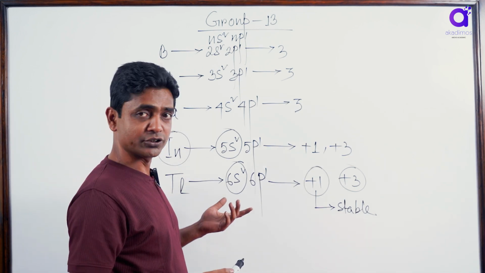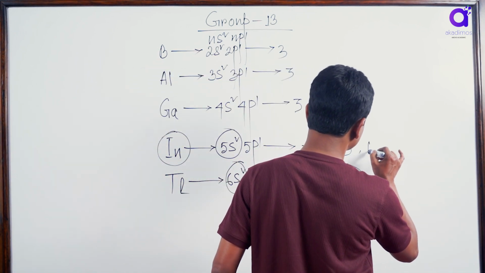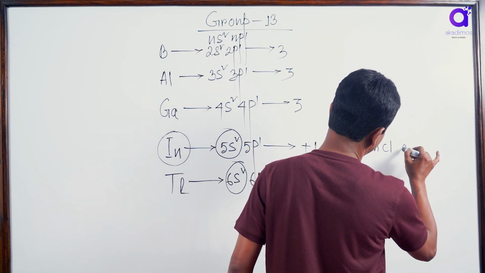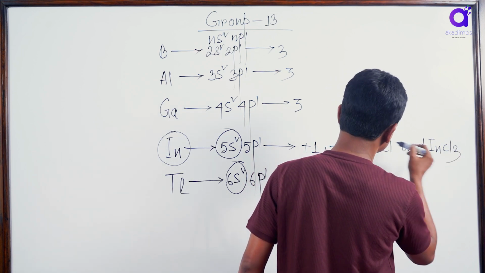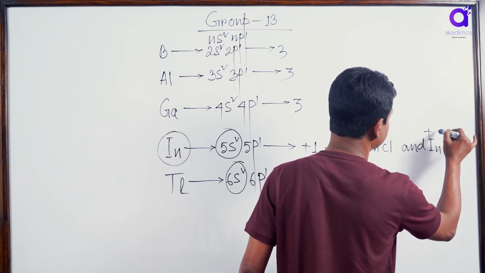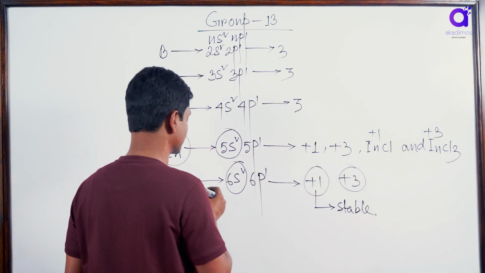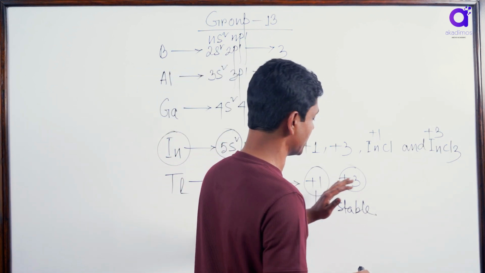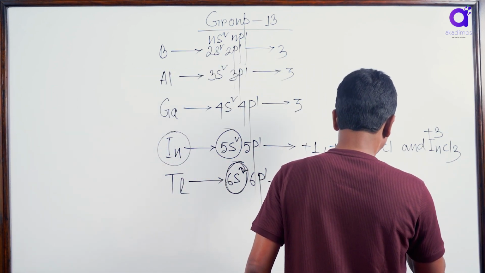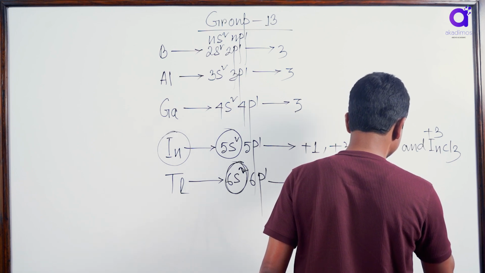For indium, you will get 2 different chlorides, InCl and InCl3. These 2 different oxidation states are due to the inert pair effect. But it is highly inert for thallium, 6s2 highly inert, and its stable oxidation state is +1. And the formula of thallium chloride is TlCl.